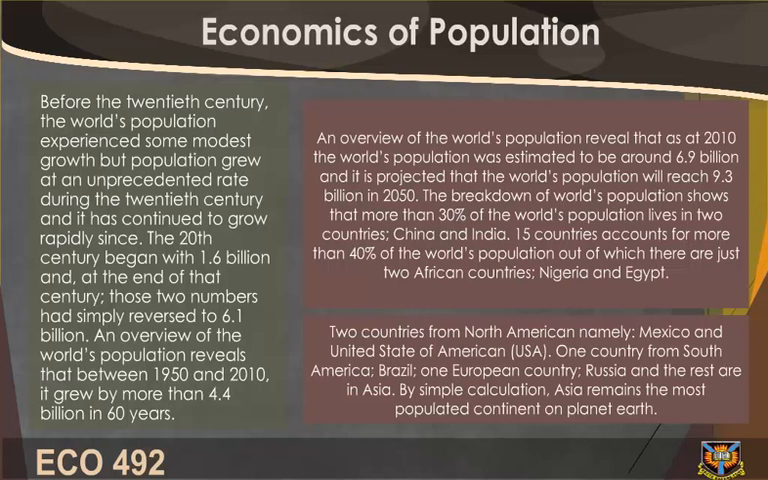The breakdown of the world's population shows that more than 30% of the world's population lives in 2 countries, China and India. 15 countries account for more than 40% of the world's population, out of which there are just 2 African countries, Nigeria and Egypt. 2 countries from North America, namely Mexico and United States of America. 1 country from South America, Brazil. 1 European country, Russia, and the rest are in Asia. By simple calculation, Asia remains the most populated continent on planet Earth.